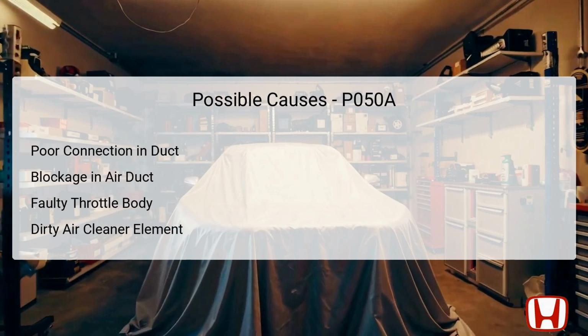Several factors can lead to DTC P050A. A poor connection in the intake air duct can obstruct airflow, affecting the idle air control system. Similarly, physical blockages within the air duct will restrict the necessary airflow, causing performance issues.